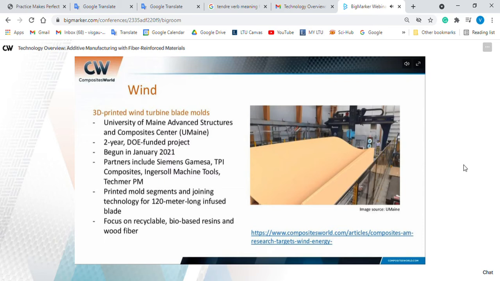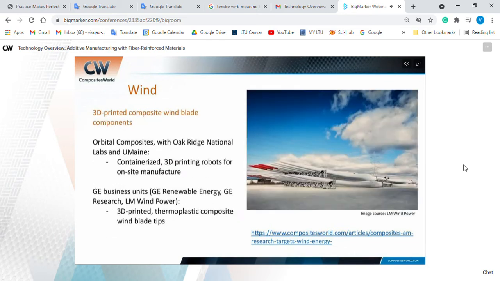And one of the key aspects of this project too was material development, because they're working on a recyclable bio-based thermoplastic reinforced with wood fiber that can be both 3D printed and meet the mechanical requirements for this. So that's what they're working on, both for molds and eventually for wind blade components themselves, which, my next slide here, this is in the supplement as well, but there's several other projects going on aimed at this as well, 3D printing composite wind blade end-use components.